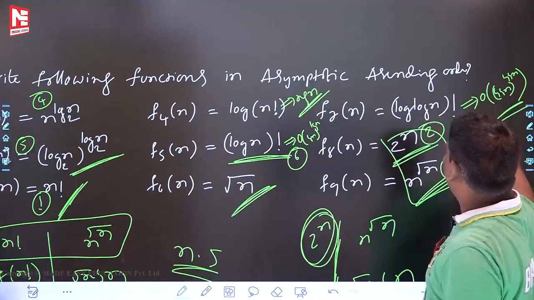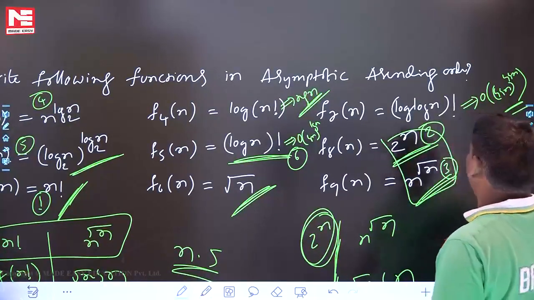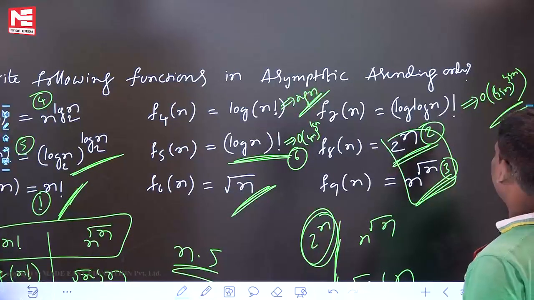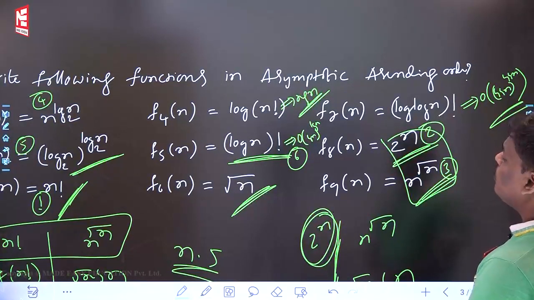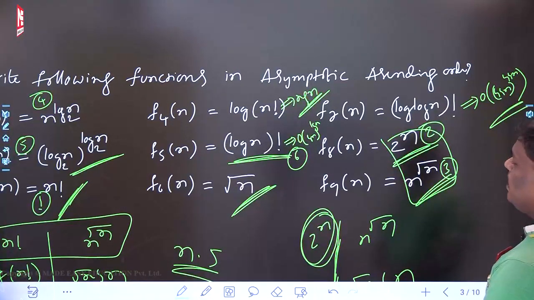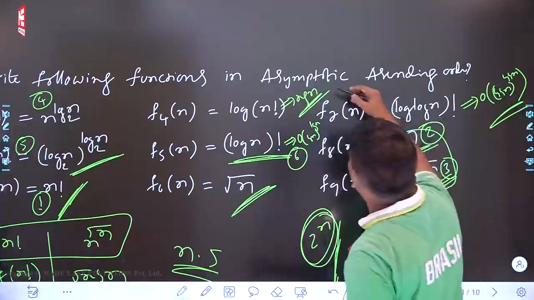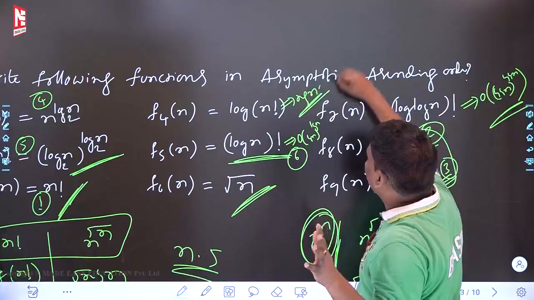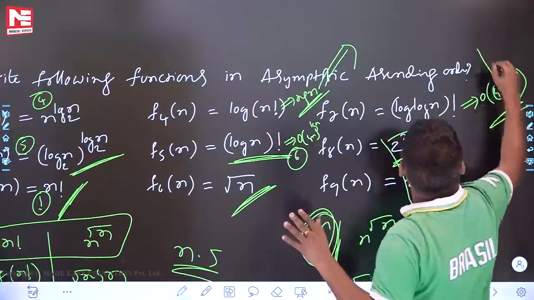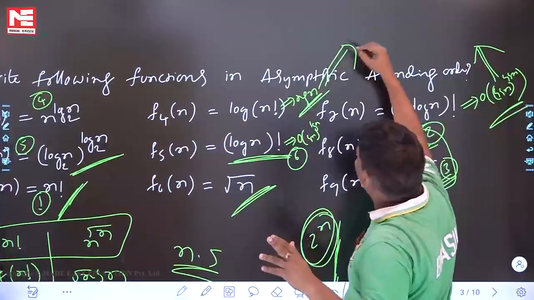F4 and F7, who is bigger? What is F4? If you apply n log n, this one is going to be log n whole power log n. If you have even a little doubt, for these two, apply log here. If you apply log here, what is the answer?